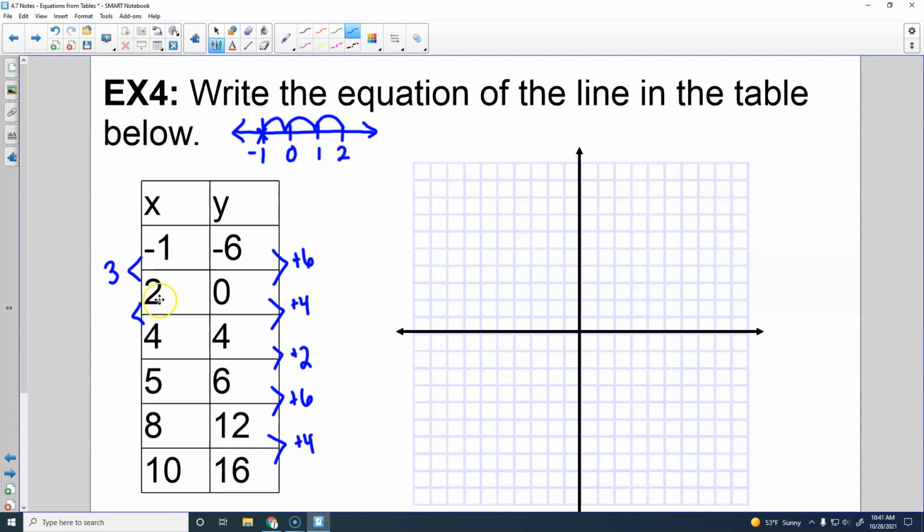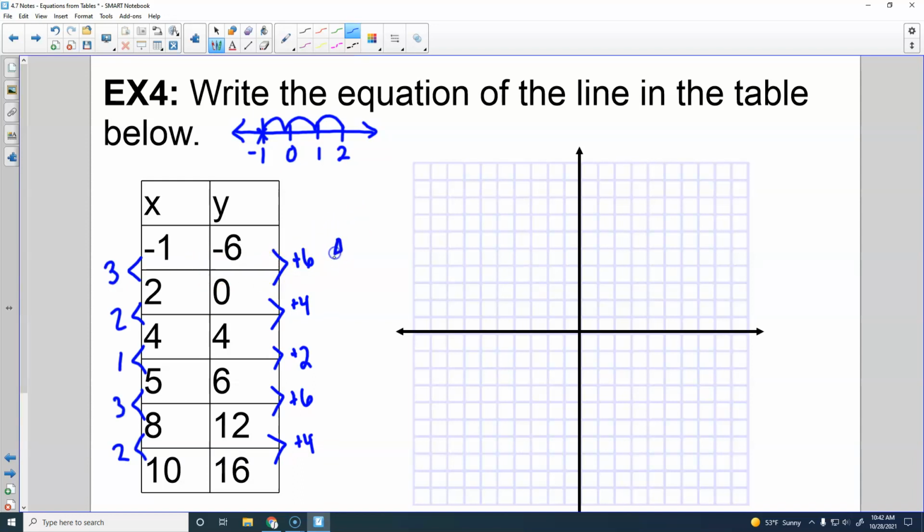Let's see. Hank, from 2 to 4. 2. Owen, 4 to 5. Peyton, 5 to 8. 2. Nope. 3. Yep. And Katie, 8 to 10. 2. So, what you're going to do here for your slope is you're going to take each one.